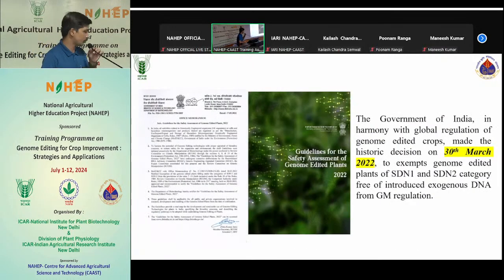So to develop globally competitive Indian agriculture, the Government of India, in harmony with global regulation of genome-edited crops, made a decision on 30th March 2022 to exempt genome-edited plants of SDN1 and SDN2 category, free of introduced exogenous DNA, from GM regulation. So this is the guidelines.